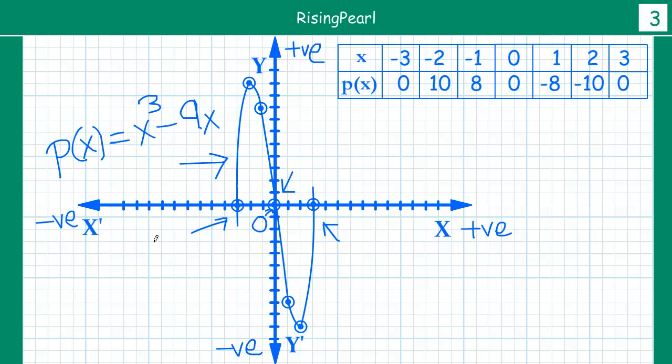Here the coordinates are (-3, 0). Here the coordinates are (0, 0). And here the coordinates are (3, 0). Obviously the y value will be 0, right? Because the graph itself is cutting the x-axis. So the y coordinate of each of these points is 0, 0, and 0. But the x coordinate here is minus 3, here it is 0, and here it is 3. So why is this important? We will see this in just a moment.